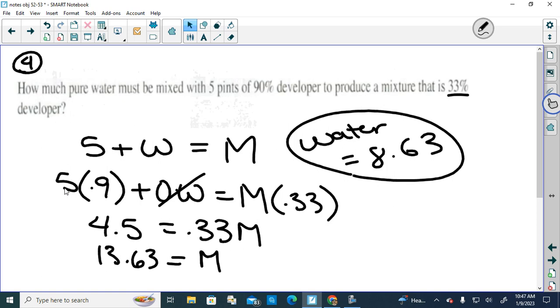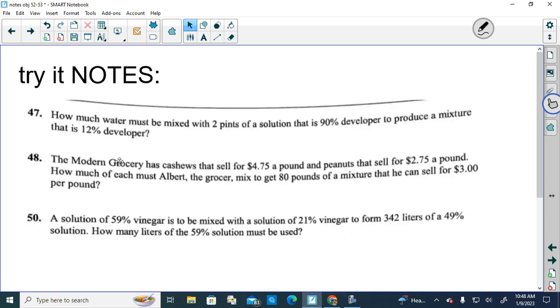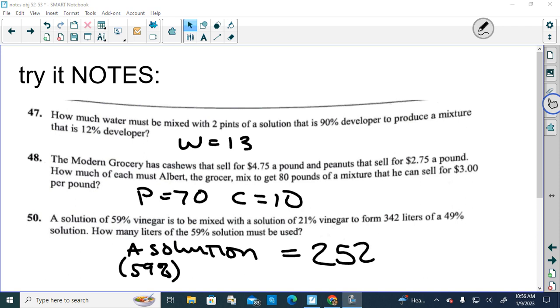Okay, now you're going to try it. So on your paper, and I'll have it up here so if you can't read it, and I don't care if you do it on a separate sheet of paper. Okay, you're going to try each one of them by looking back at your notes. Okay, answers are up here, so check them.